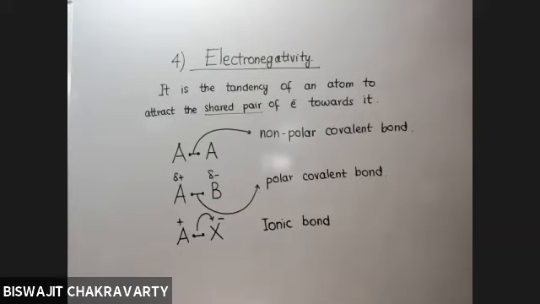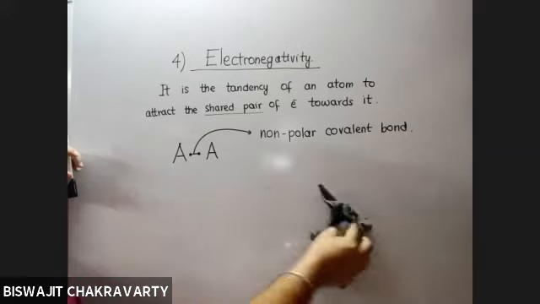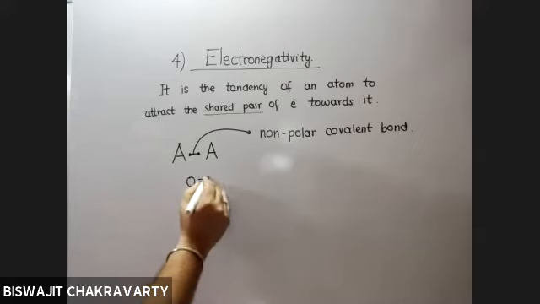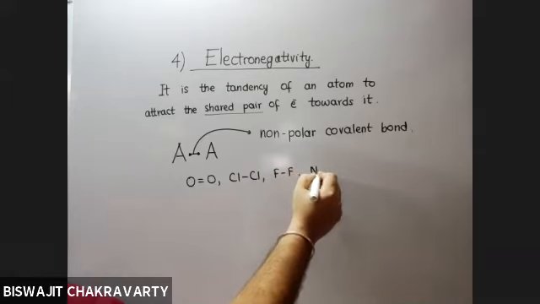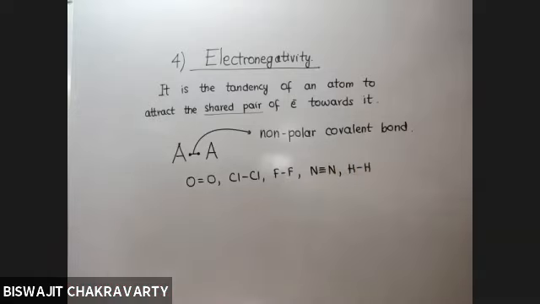What kind of bond will you expect between the two if the electronegativity difference is 0? Then it will be a non-polar covalent bond. Say for example, O double bond O, Cl bond Cl, F bond F, N triple bond N, H single bond H. So what kind of bonds are they? Are they not non-polar covalent bonds?